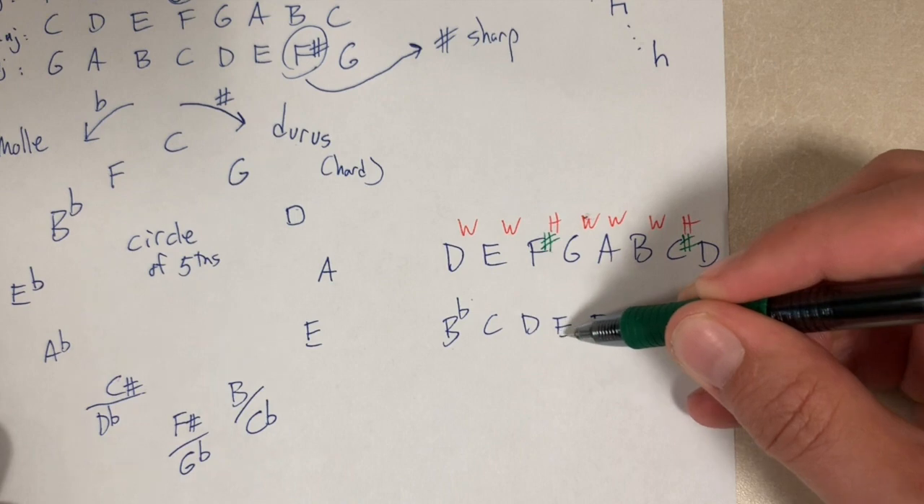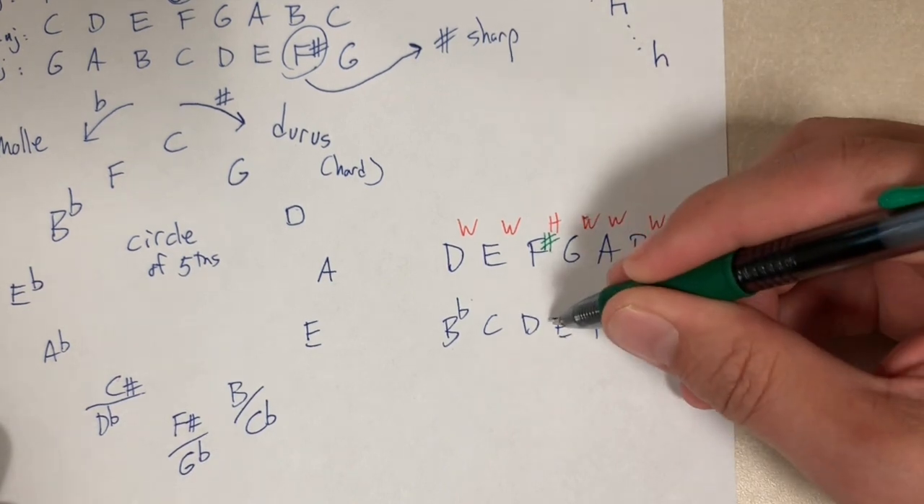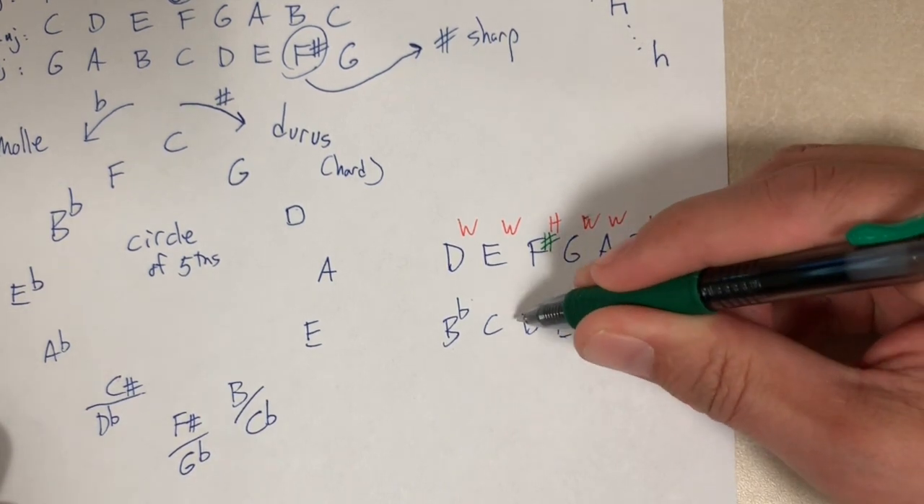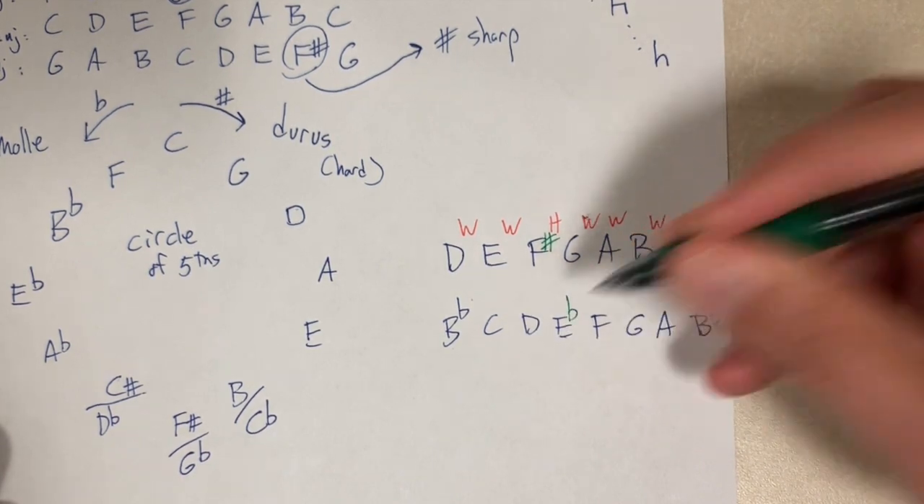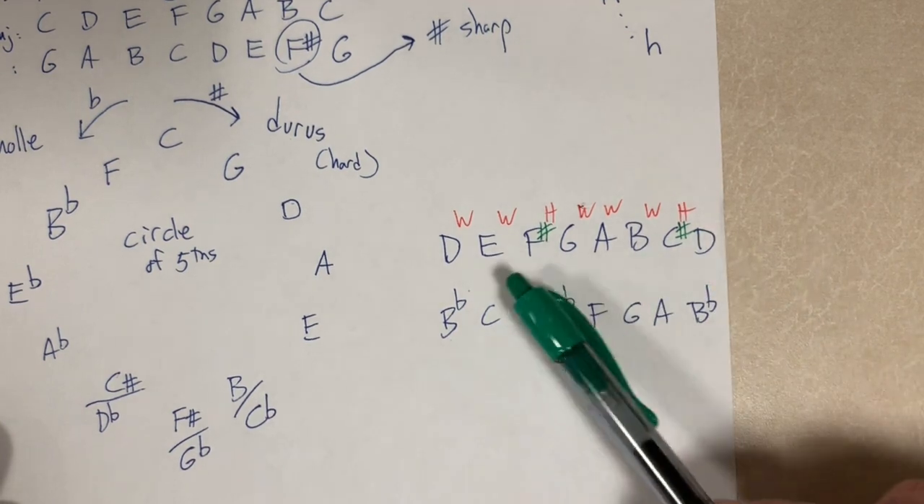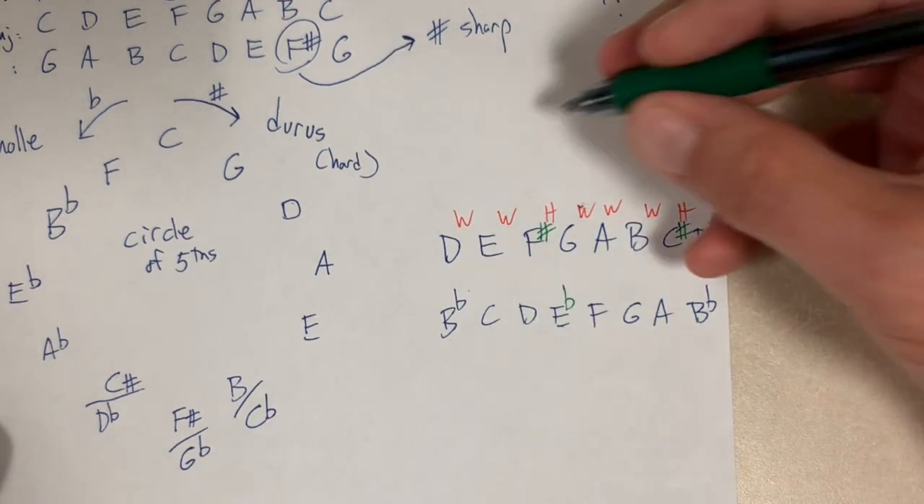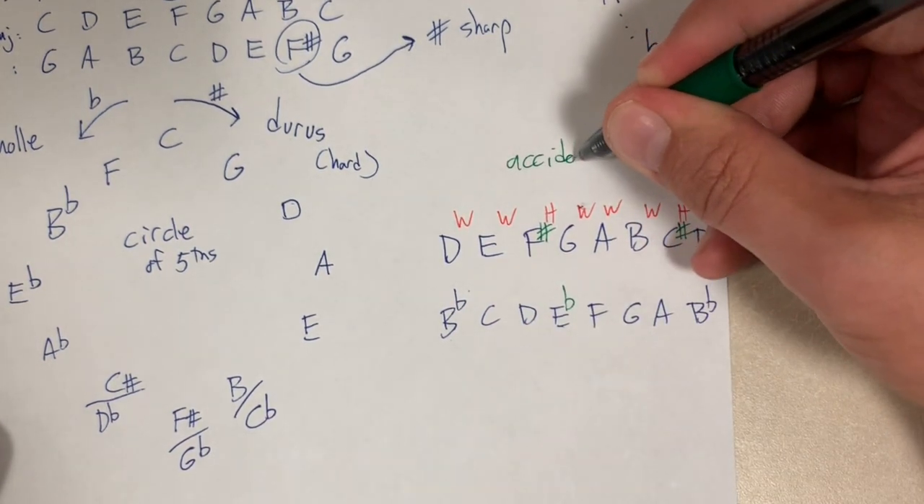D to E is supposed to be a half step, but it's not. We can't change the D. The D is already the right distance from C. We got to lower this E. E flat. Notice I'm writing these sharps and flats. These are things we call accidentals.